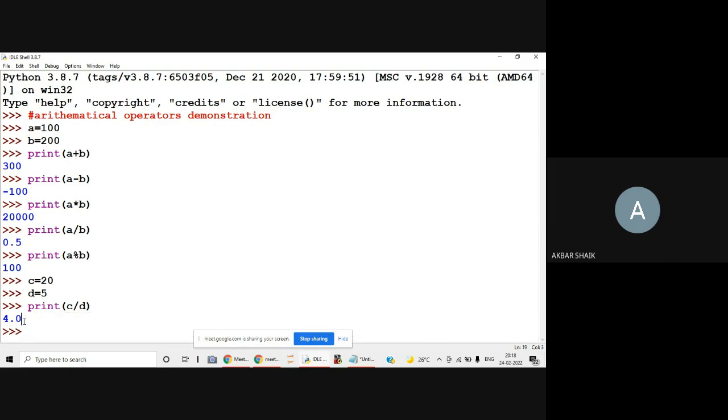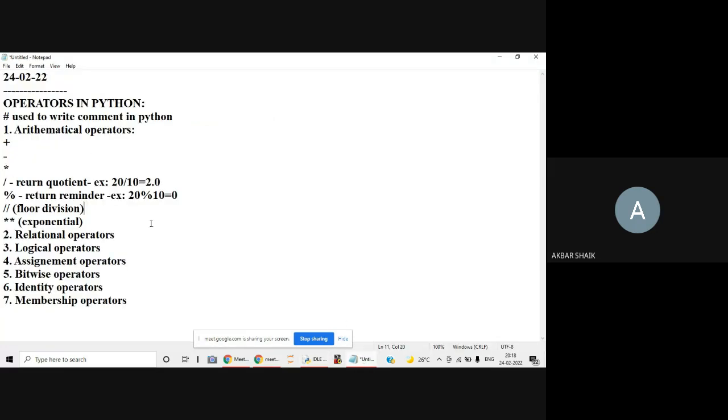Always remember one important point here. Whenever you are using single slash, your result is float only. Actually, 20 by 5 is 4, but what we got here is 4.0. Why is it 4.0 and not 4? The reason is that this division operator always returns float, not integer. That's why I wrote 2.0. 20 by 10 is 2.0 in Python. It may be 2 in other languages, but here in Python it is 2.0.